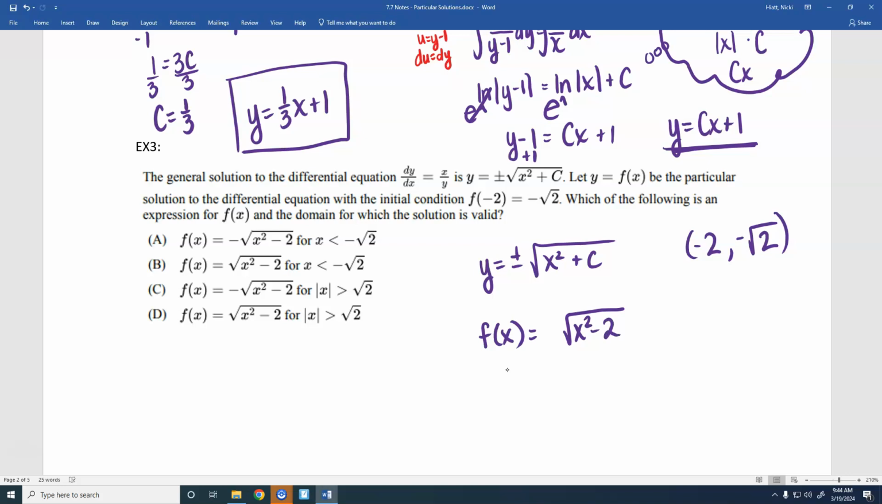Okay? So if I plug in a -2 right here, like it wants me to, is there any way I can get a negative square root of 2 as my answer without having a negative on the outside? If I end up with a negative on the inside, it would give me an imaginary number, right? So it's definitely not B, and it's definitely not D. Because to get that negative square root of 2, I have to have the negative on the outside.